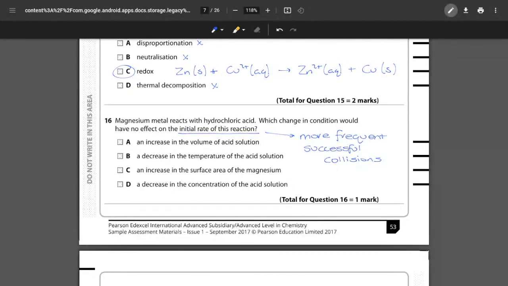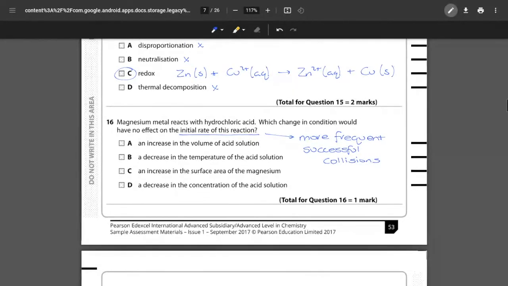So you want your collisions to be hitting each other, or your particles to be hitting at an energy over the activation energy. You want this to be happening as much as possible in the shortest amount of time. That is what rate is, because that will give you more product in a shorter amount of time. And all 3 of B, C, and D all give you more frequent successful collisions. The only thing that does not is changing the volume. Temperature, surface area, and concentration are all factors that affect the rate of reaction. So our answer here must be A.